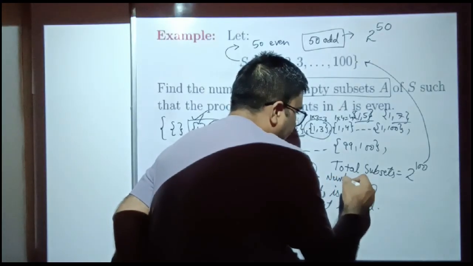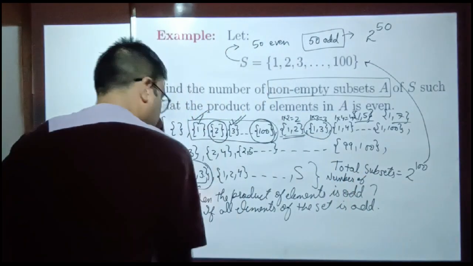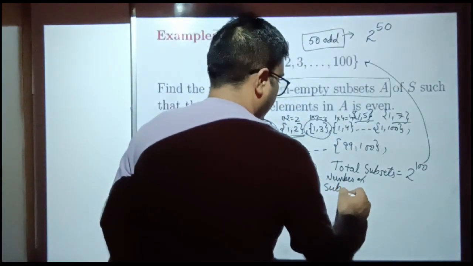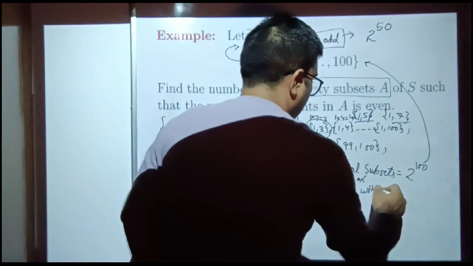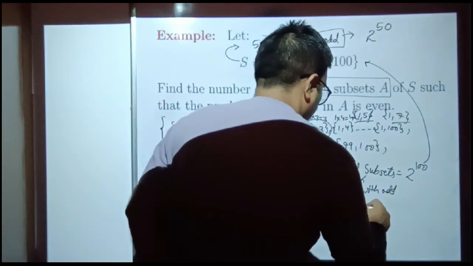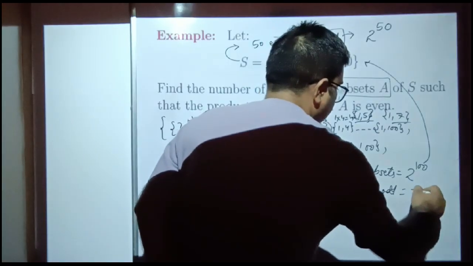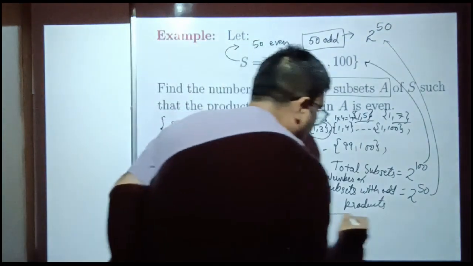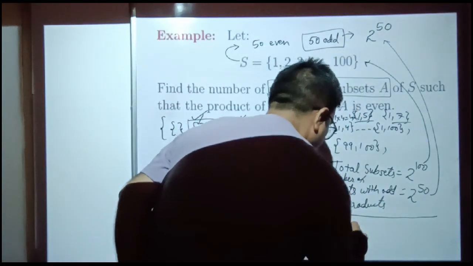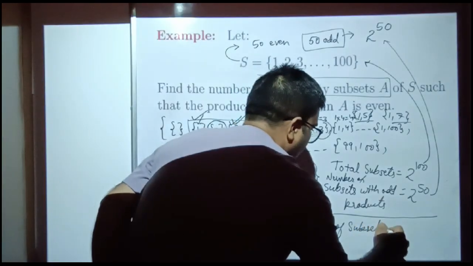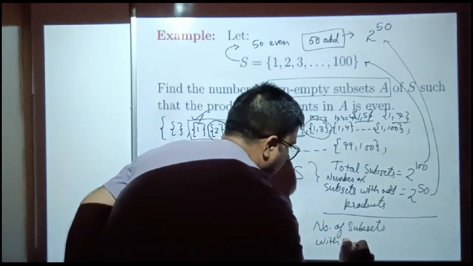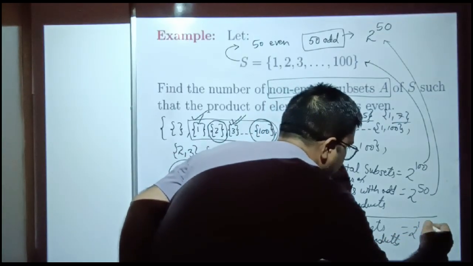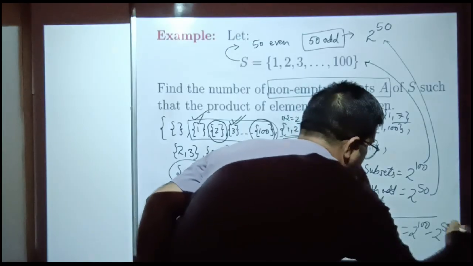Number of subsets with odd product, that is 2 raised to the power 50. So the number of subsets with even product, that is 2 raised to the power 100 minus 2 raised to the power 50.